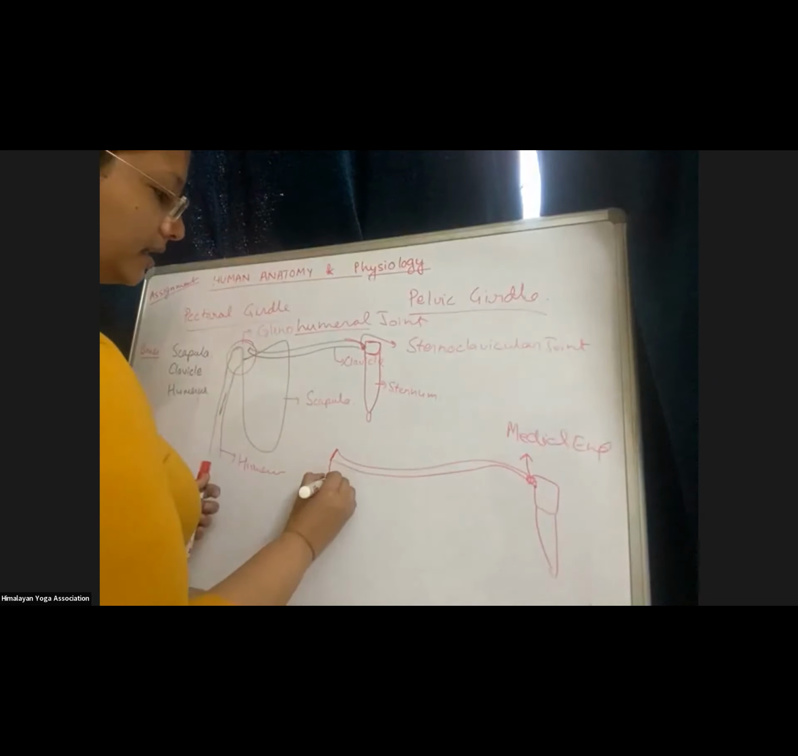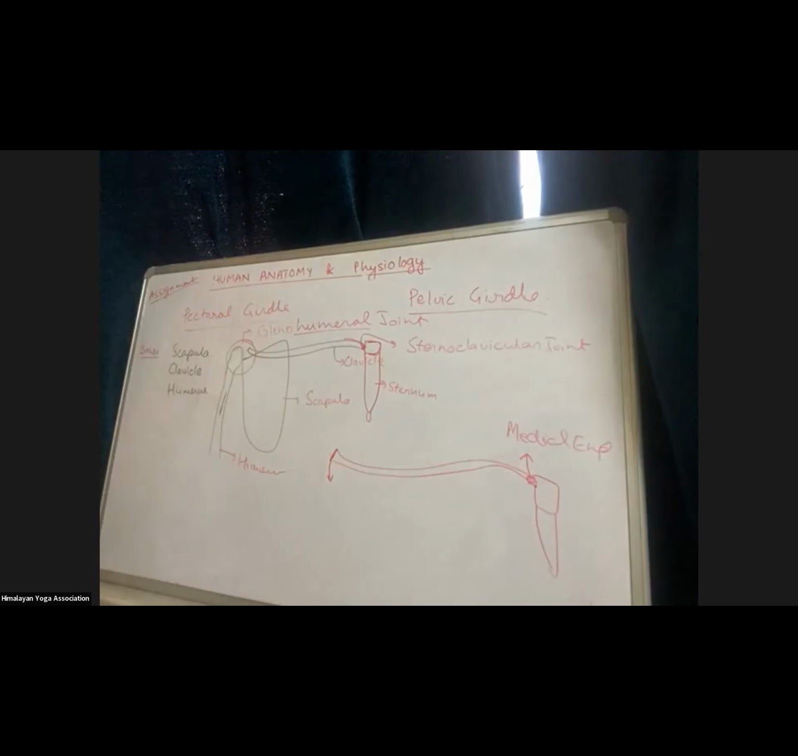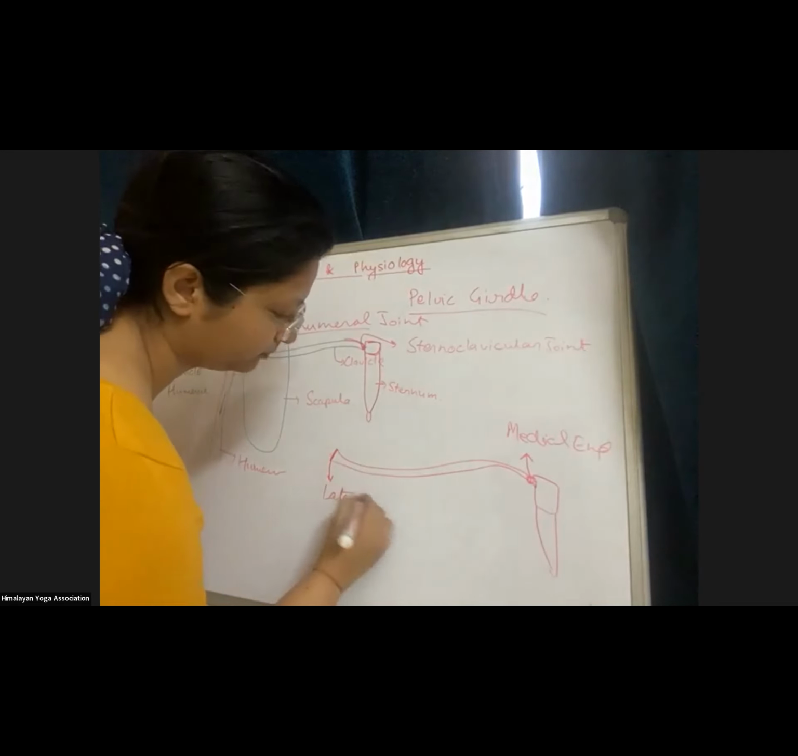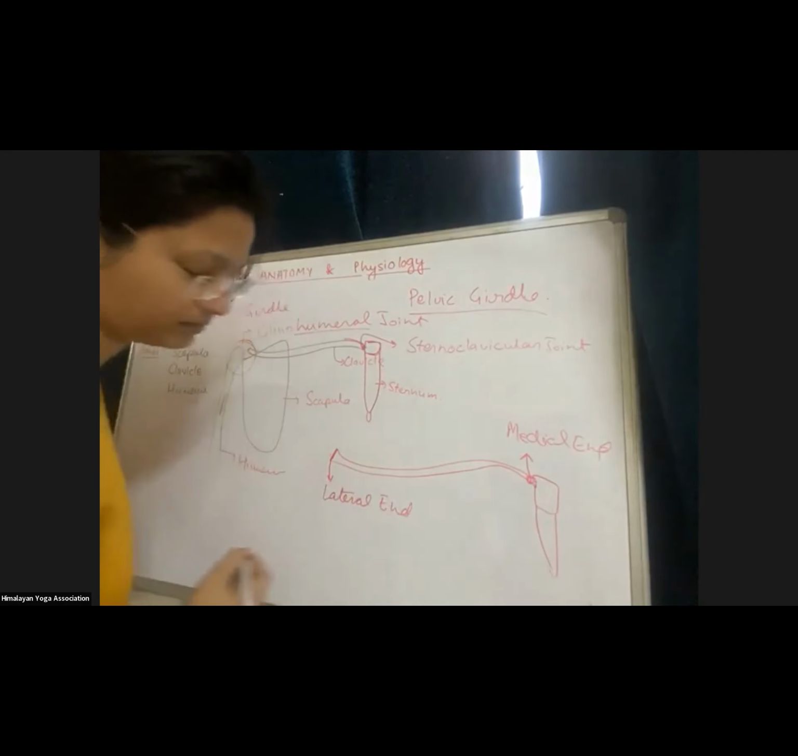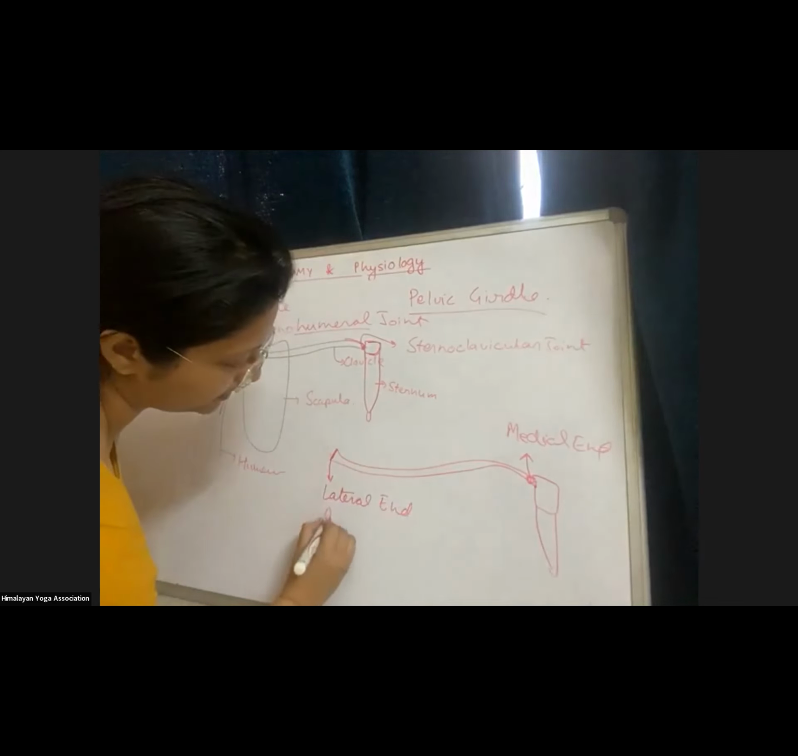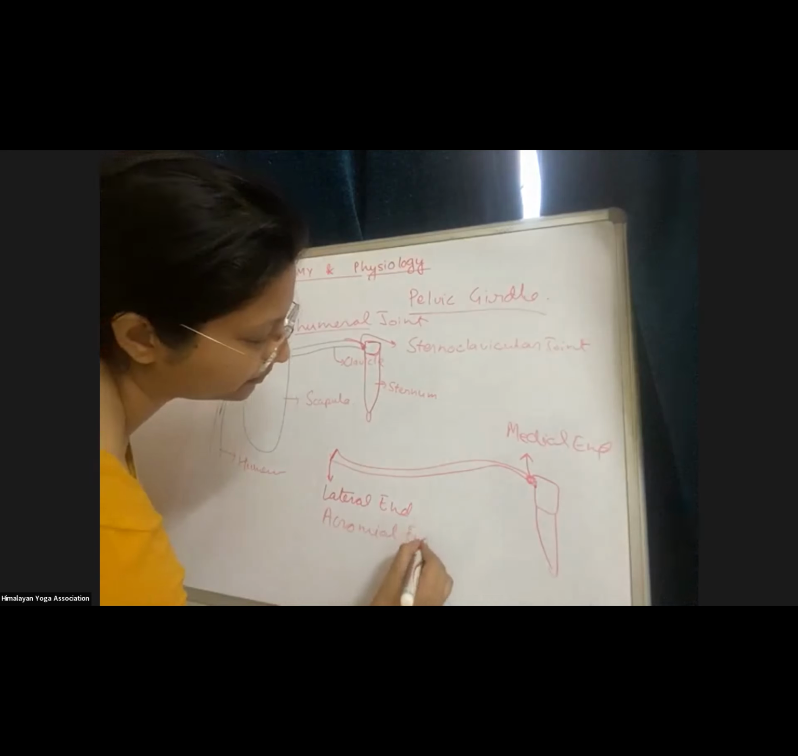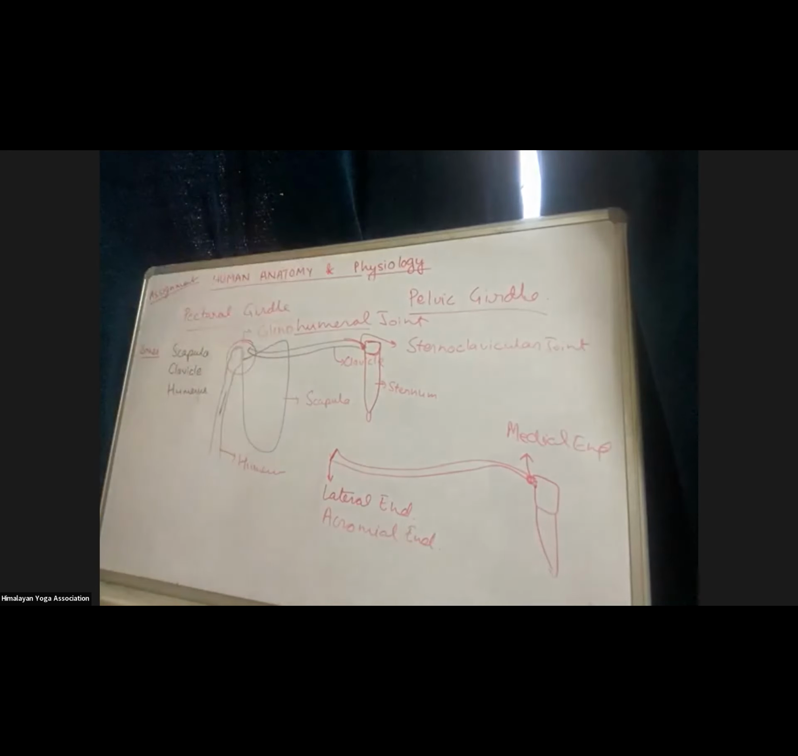Then here, this end is called the lateral end. Yes. Other name for this? Acromion. Yes, very good. And this is the shaft of the bone.